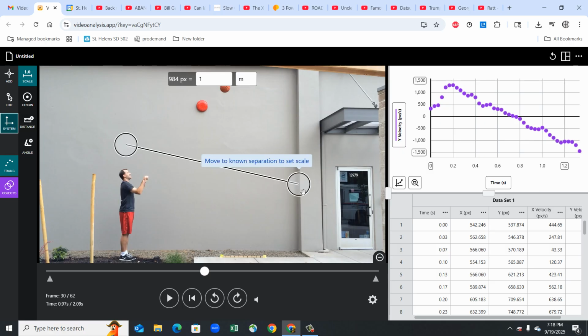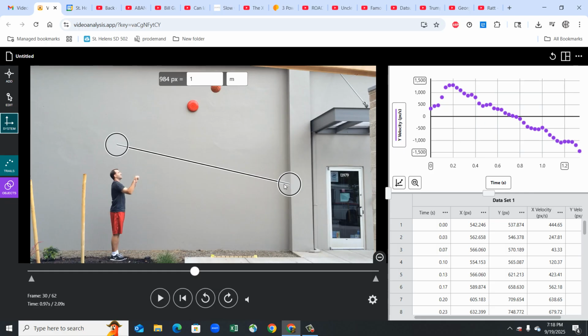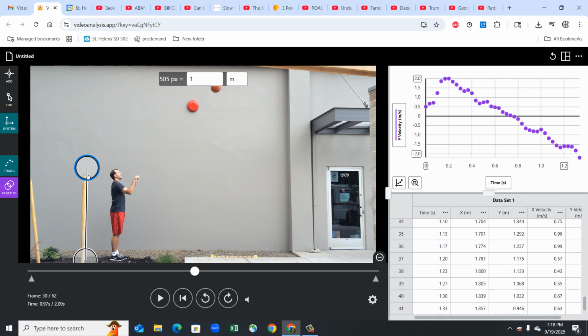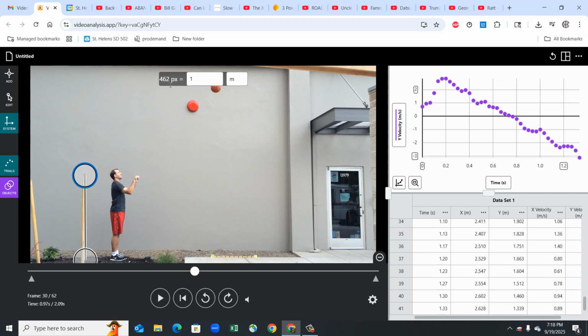Now, one thing. Oh, look, I just figured something out. Check this out. If this was a meter stick right here, it's 462 pixels. What I want you to do is put a meter stick somewhere in the picture. From the meter stick, you click on this system, and then drag the end of the line to it. This is 1 meter. So now 462 pixels is equal to 1 meter.